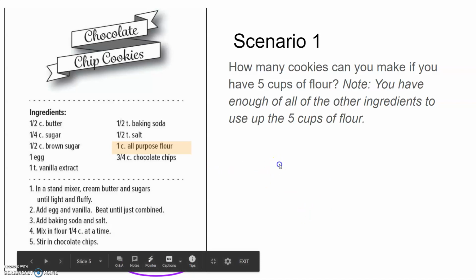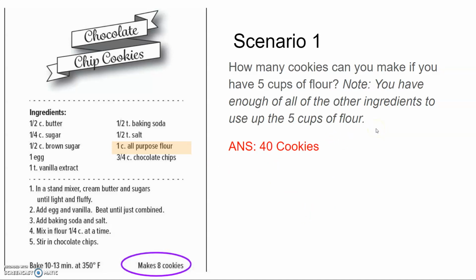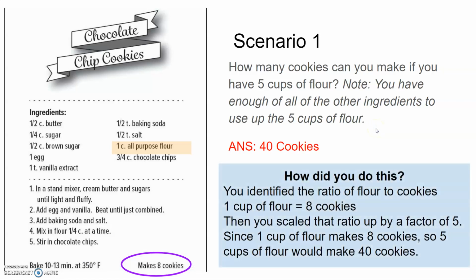Well, likely if you looked at the information here, you would probably say 40 cookies. And the reason why you would say 40 cookies is because you would identify the ratio of flour to cookies, and you notice from the recipe highlighted there in that light orange, 1 cup of flour would make 8 cookies. Well, in this case, since you're using 5 cups of flour, you scaled up that ratio by a factor of 5. So since 1 cup of flour makes 8 cookies, 5 cups of flour would make 8 times 5, which is 40 cookies.